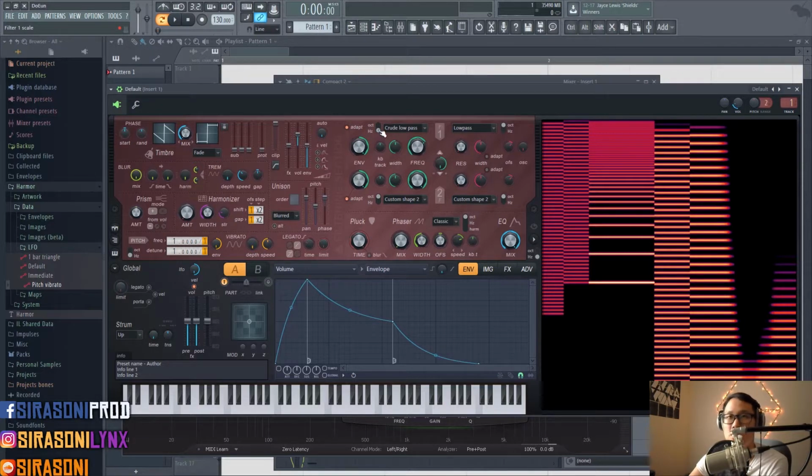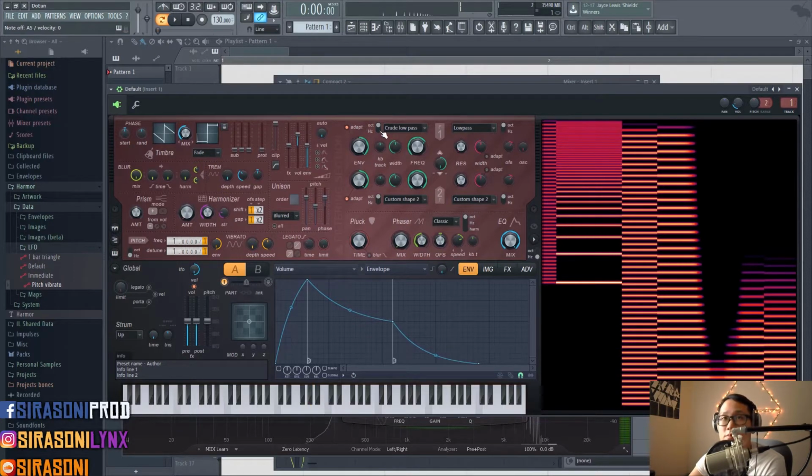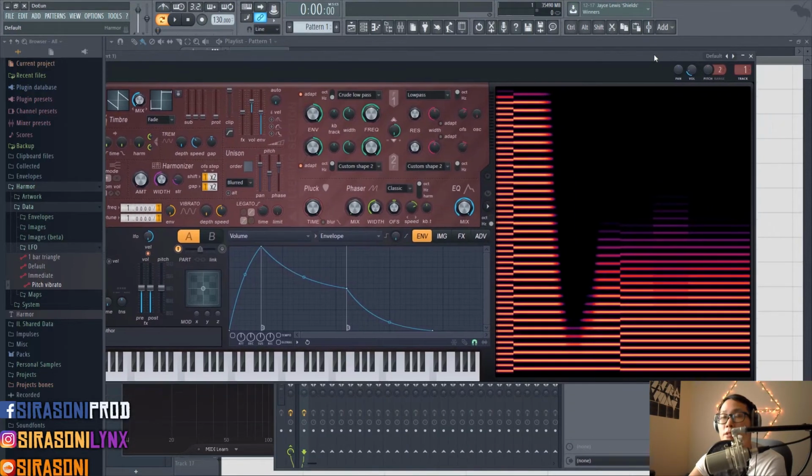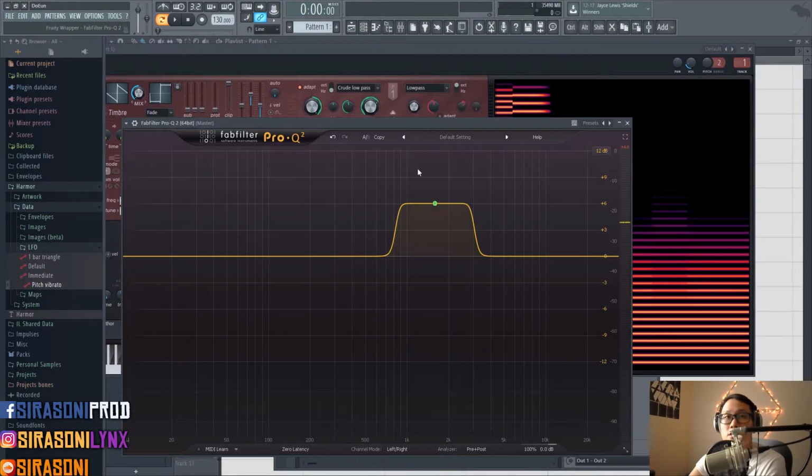Hertz distribution, according to filters, is very surgical, you could be very accurate with it, and this has a lot to do with the fact that Harmor is a very powerful additive synthesis, and this is possible. There's a very slight difference. Let me try to show you guys what the difference is.